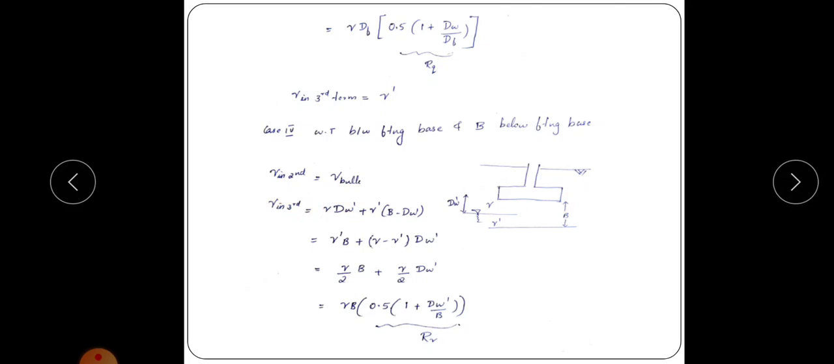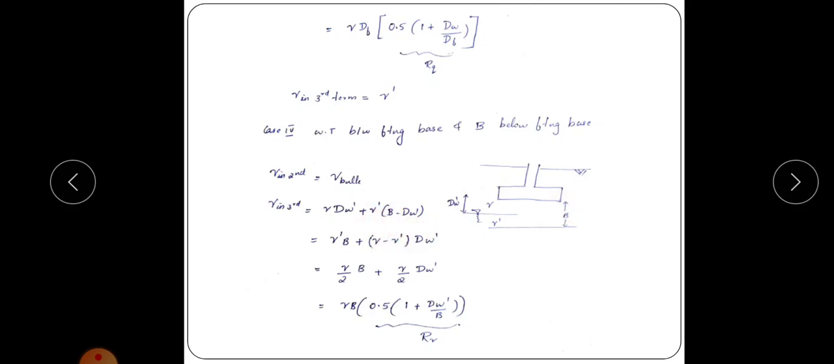So there is a change of component, or change of the term, in the third term. So we can derive that equation. In the third term, dw dash into gamma. For the dw dash depth, unit weight is bulk unit weight, because the water table is below this point. So gamma into dw dash plus gamma dash for a depth of b minus dw dash. This is b minus dw dash into gamma dash.